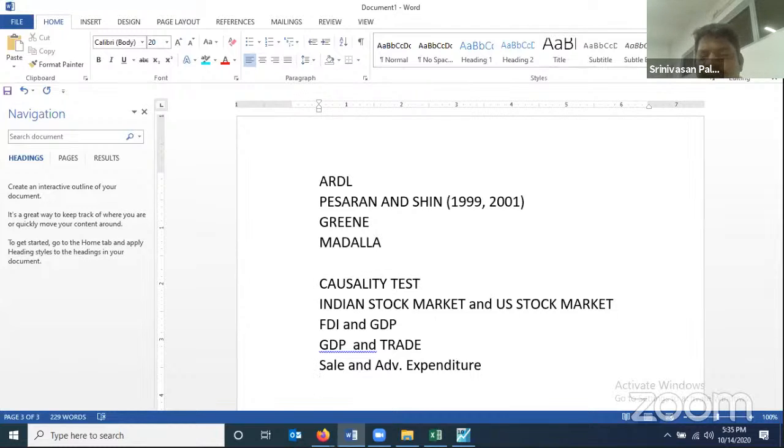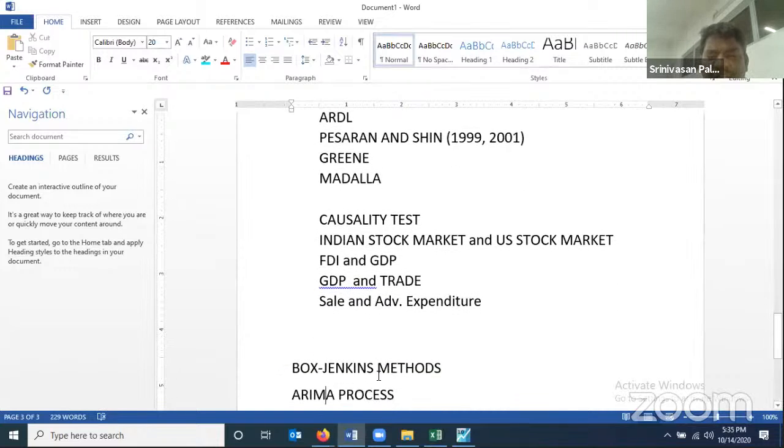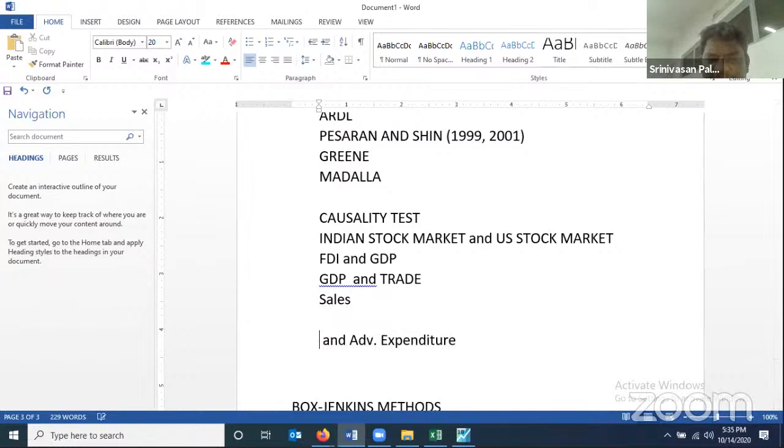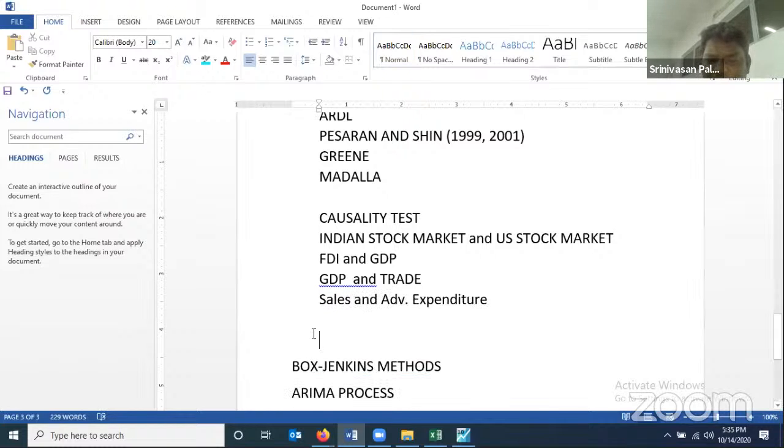Here this is very, very important: the causality test. I'll ask a simple question. Sales and advertisement expenditure: which is the dependent variable? Can anyone say which is the dependent variable, for a simple example?